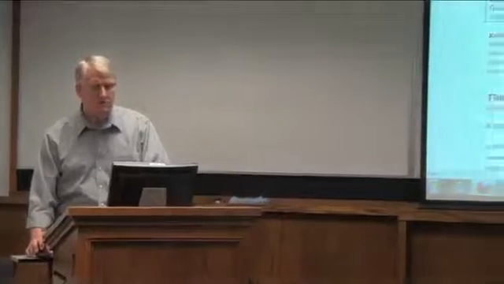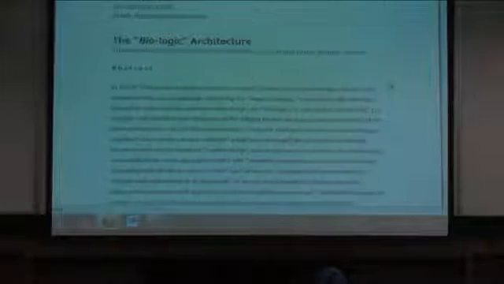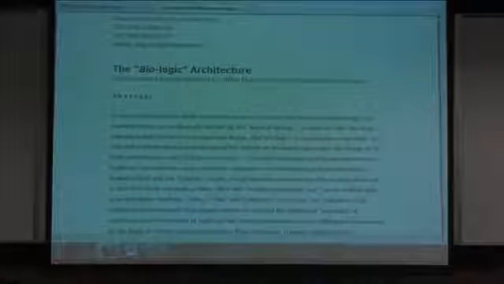If you do a Google search on slime mold architecture, this will come up. The biologic architecture would be one of your choices. It's a PDF. You can download it. It's by an associate professor of architecture at Clemson, who's going to talk about slime mold and lichen. You say, whoa, architect. Okay. Here is the whole idea.